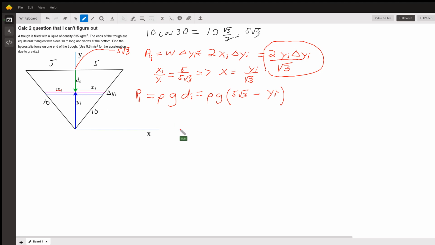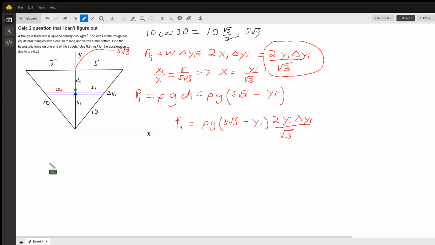So if that's the case, then the force applied at the ith layer or ith sliver would be rho g, 5 root 3 minus y sub I, times 2 times y sub I times delta y sub I, divided by the square root of 3.